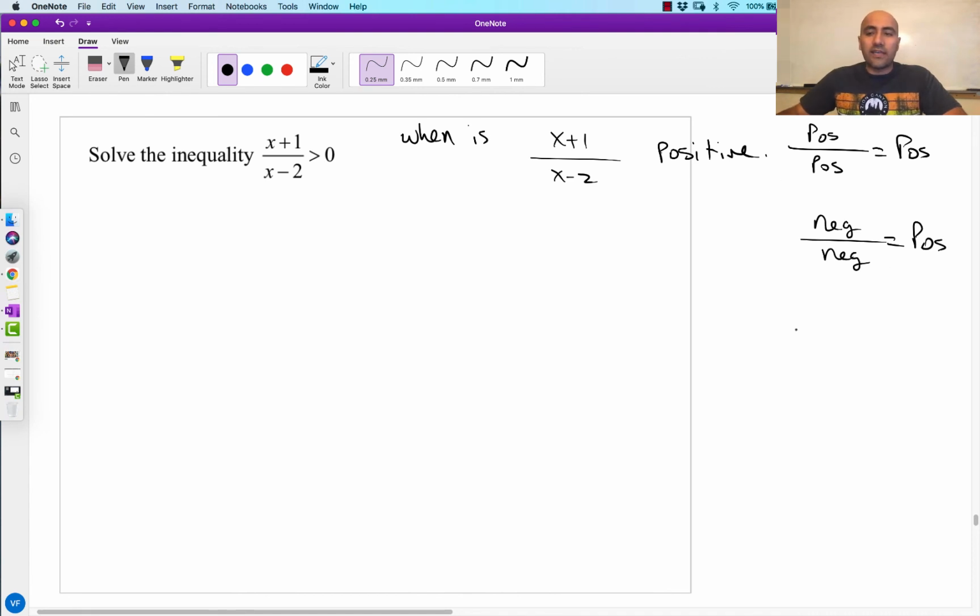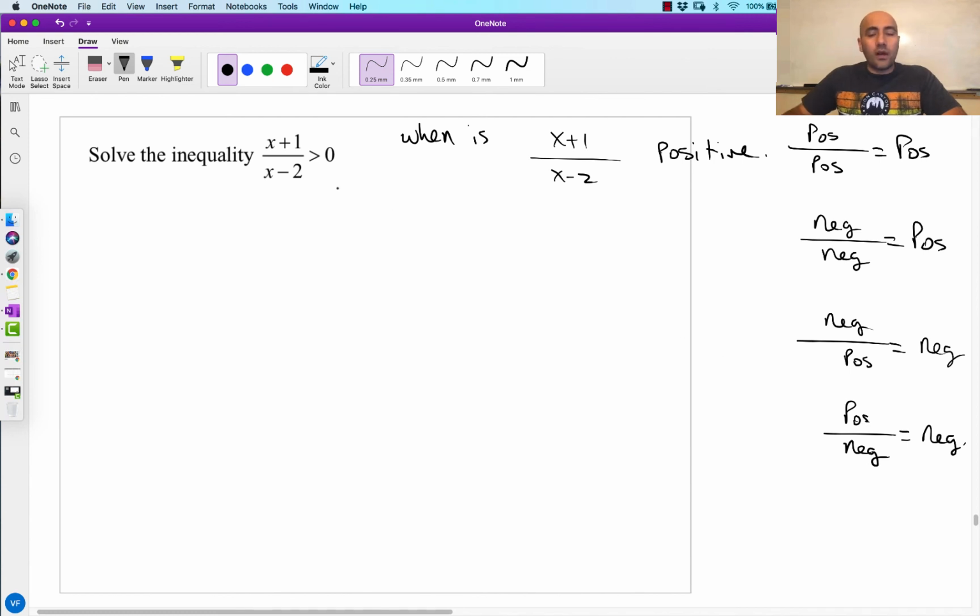Likewise, in order for us to get a negative answer out of a fraction, I could have a negative divided by a positive. That would give me a negative number for my fraction. Or the other way around, I could have some positive number divided by a negative number, and that would give me a negative number.